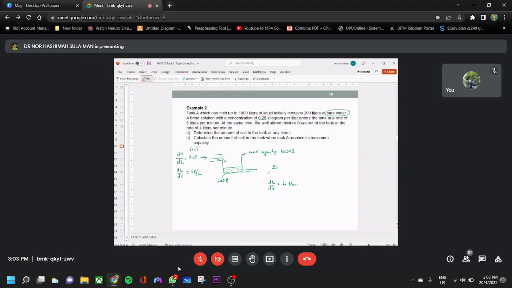And then what will be the concentration in out? What will be the concentration of the solution that goes out of the tank? X of t over something kan? Betul tak? Yes, something. Okay. Kenapa saya letak something? Dia tak macam tadi senang-senang letak 10. Kenapa saya letak question mark kat situ? Inflow outflow rate tak sama. Yes.